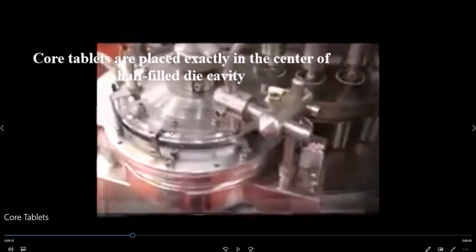Now this rotating plate will take the core tablet to the partially filled die. These are the upper punches, here we have lower punches, and this is the die. And we have the die cavity. Now these core tablets will be transferred to the die cavity containing already partially filled formulation from the shell. It will not be completely filled, it will be partially filled. And the core tablet will be placed exactly in the center of the die cavity. Okay, so when it is placed in the center of the die cavity, what will be under it?